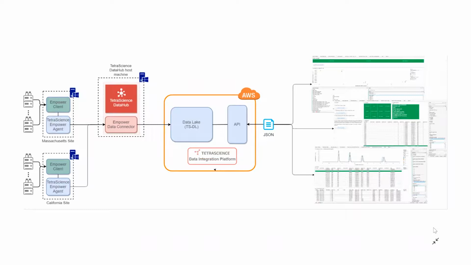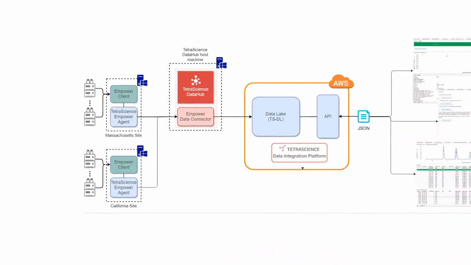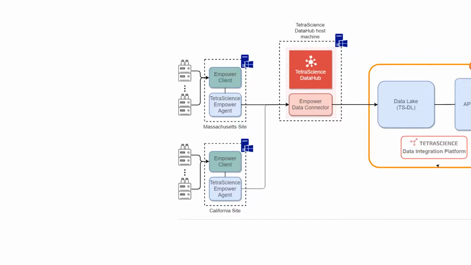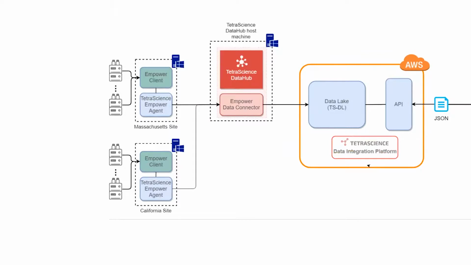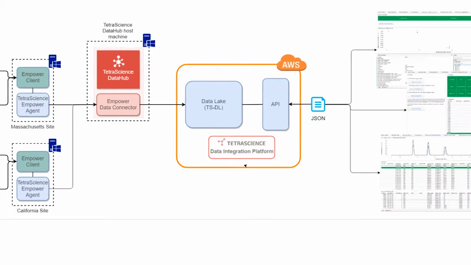ELN, and LIMS. First, let's take a look at the solution architecture to understand how and where data moves within the solution. The TetraScience integration engine includes the TetraScience Empower agent, responsible for taking data from the Empower client and passing it on to the data hub. The data hub transfers data from all of our integrations with TetraScience, including Empower, to the TetraScience data lake.